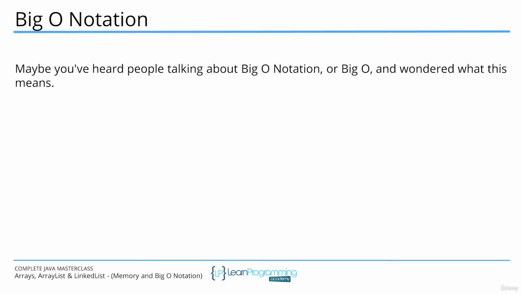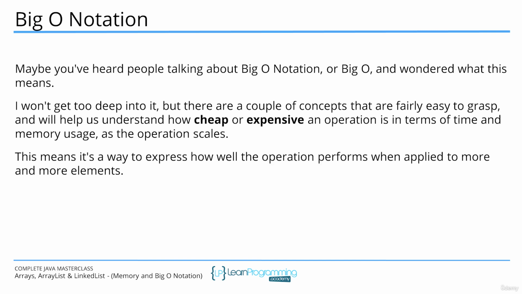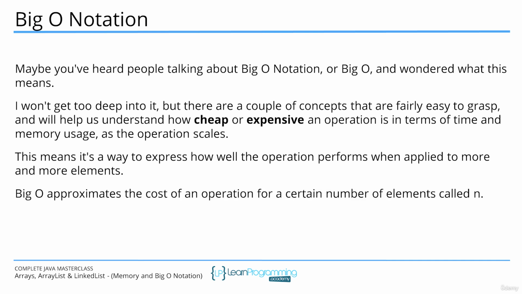Maybe you've heard people talking about Big O notation, or Big O, and wondered what this means. I won't get too deep into it, but there are a couple of concepts that are fairly easy to grasp and will help us understand how cheap or expensive an operation is in terms of time and memory usage as the operation scales. This means it's a way to express how well the operation performs when applied to more and more elements. Big O approximates the cost of an operation for a certain number of elements called n.